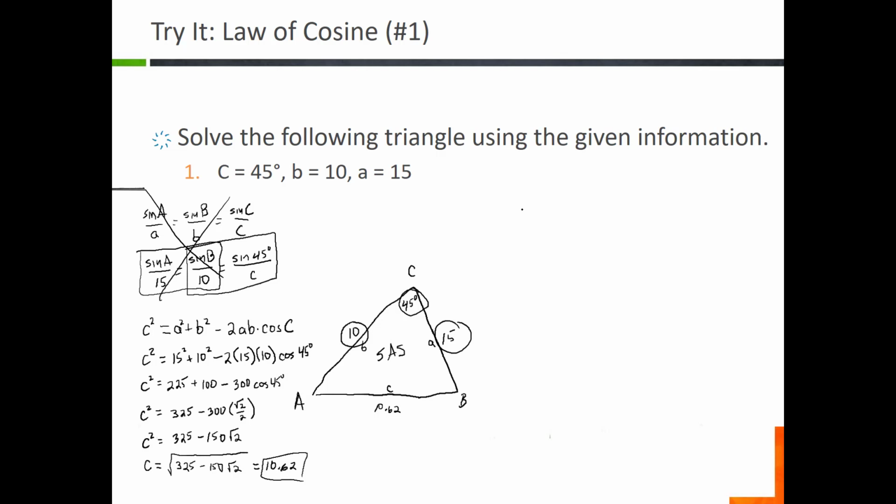So let's just use the law of cosines again. And again, I like to go alphabetical. Let's solve for angle A. So to use angle A, that means I need to use side A. So we're going to have A squared, and then the other sides go on the other side of the equation. So B squared plus C squared minus 2 times BC times the cosine of A. Okay, so let's go ahead and plug our numbers in there and then solve it for A. So side A is 15, so 15 squared will equal 10 squared plus C, and side C was 10.62, squared, minus 2 times 10 times 10.62 times the cosine of A.